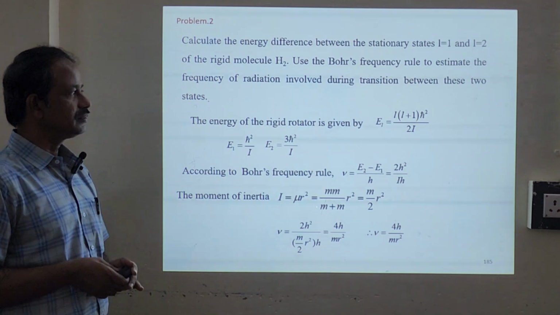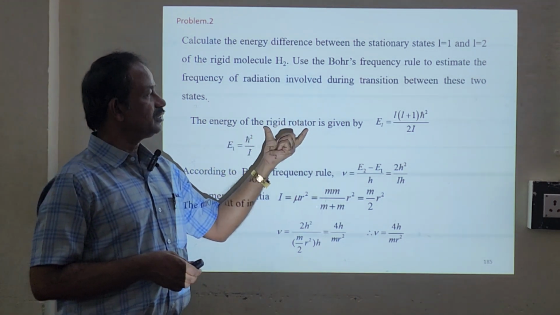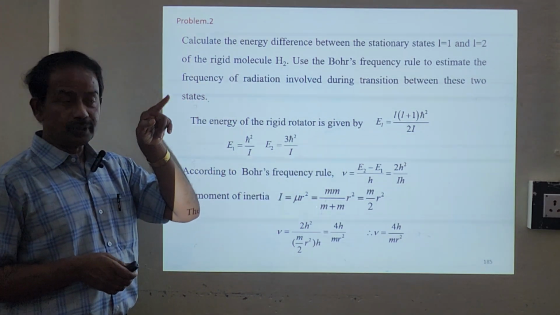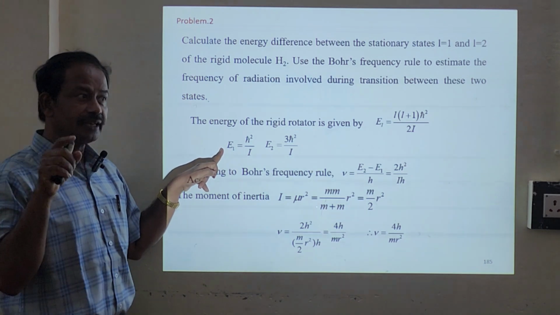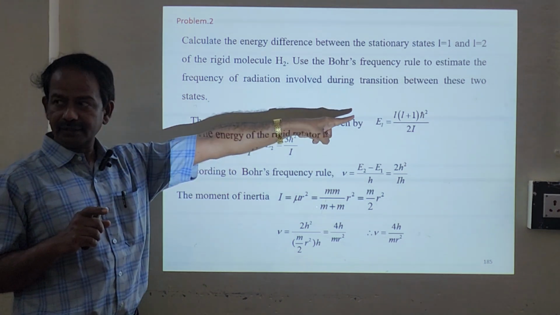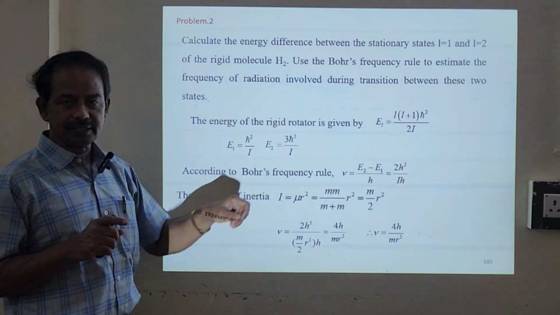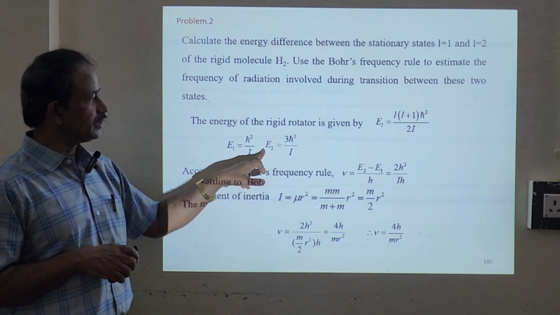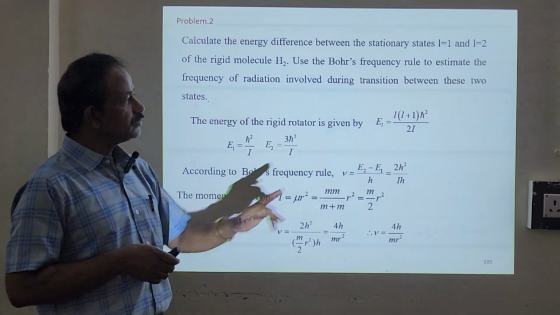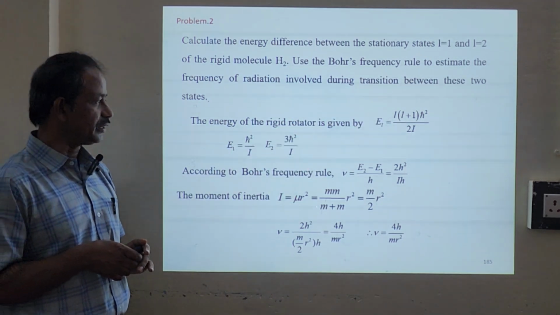these 2 states. Okay. So we know that the expression for energy of the rigid rotator is given by this expression. So it's given as L equals 1 and L equal to 2. So L equal to 1 means E1 equals h bar square divided by I. You substitute for L equal to 1. You substitute for L equal to 2, you will get E2 equals 3 h bar square divided by I. You will get 6, 6 divided by 2 will give you 3. So 3 h bar square divided by I.